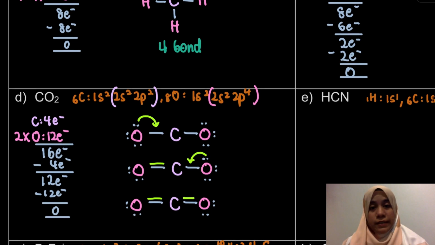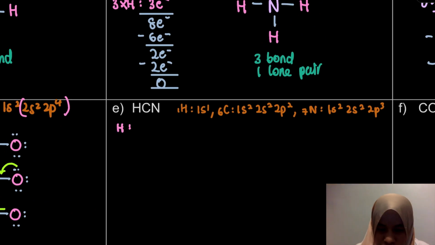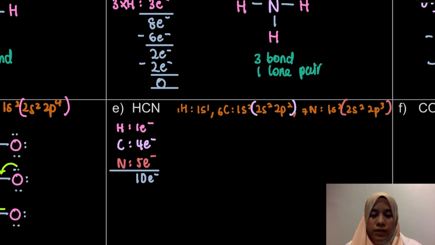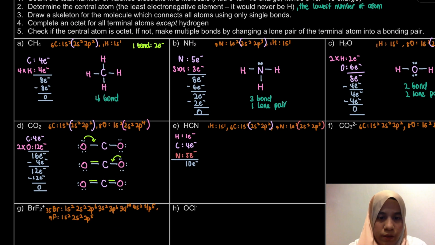Okay, so yang ini, HCN ni, mesti boleh laju lah. So, that is the calculation. Now, let's look for here. Determine the central atom, the least electronegative element, it will never be H. So, H will not be. So, between carbon dengan nitrogen, yang mana?